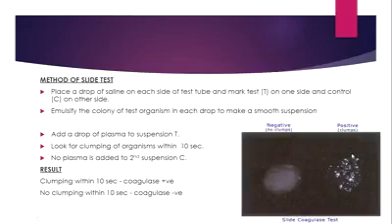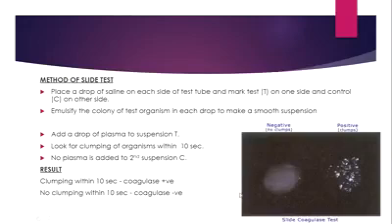And then we're going to place a drop of saline on each of the sides of the slide, and then we're going to emulsify the colony of test organism in each drop to make a smooth suspension. We're going to take a colony and emulsify it in each of these drops, and then add a drop of plasma to suspension T. The one that we labeled T, we're going to add a drop of plasma, and then we are going to look for the clumping of organisms within 10 seconds. The side that we labeled as C, we are not going to add plasma into it.